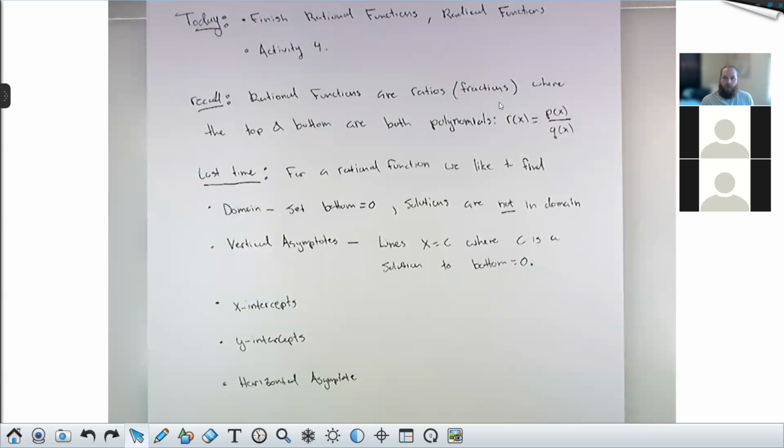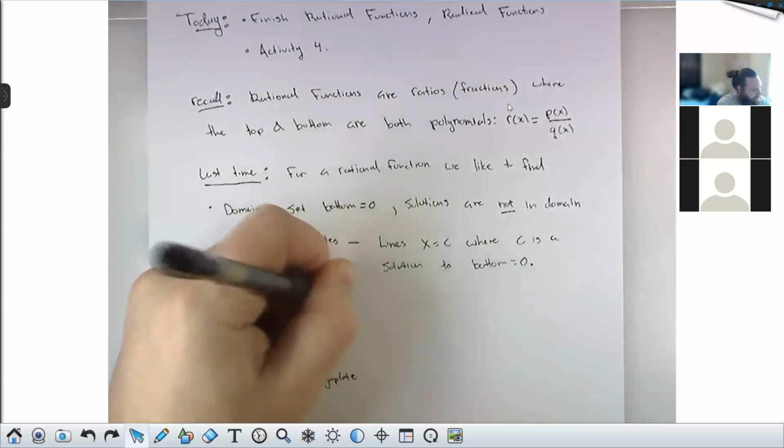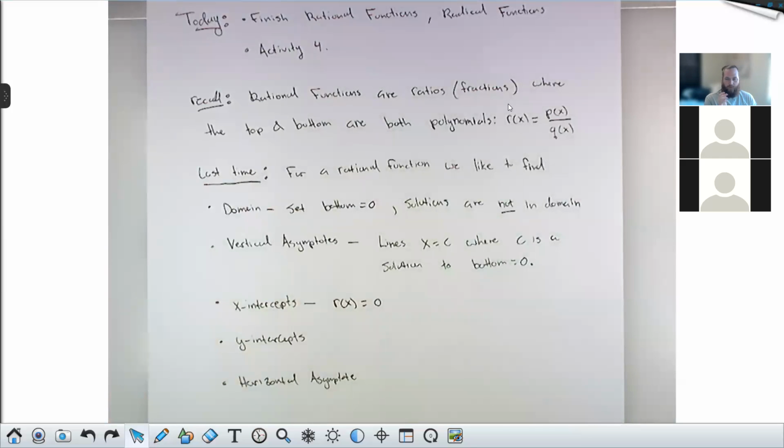In general, for a function, x-intercepts are going to be located at the x values where the function is equal to 0, right? Like the whole function is equal to 0. So these are going to come from r of x equals 0. We take the whole function, the whole fraction, and set it equal to 0. But there's a shortcut here.